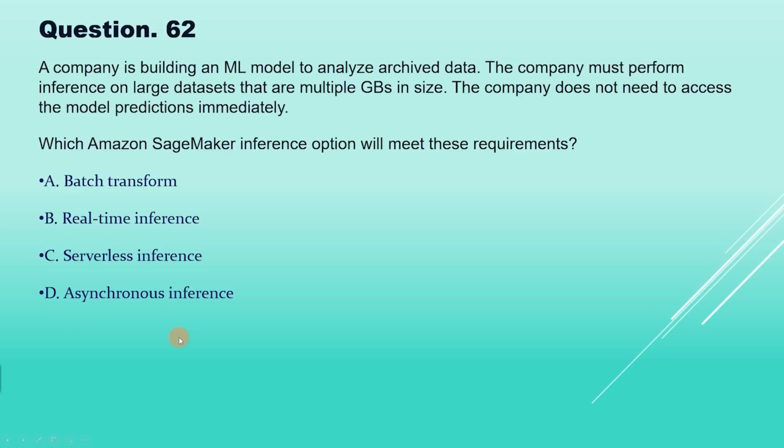And the correct answer here will be option A, batch transform. Because batch transform is ideal for processing large datasets in bulk when immediate responses are not needed. It supports multiple GB sized datasets and can handle inference without requiring an endpoint to always be active. And since the company is working with archived data and does not need real-time predictions, batch processing is the most efficient and cost-effective choice here. And hence option A, batch transform, is the correct answer here.